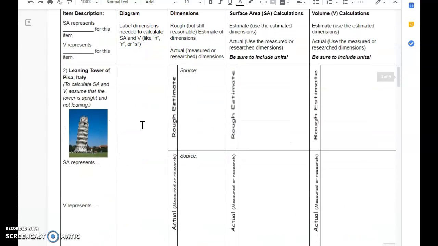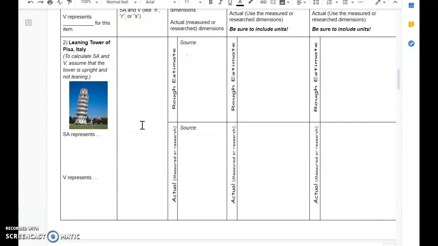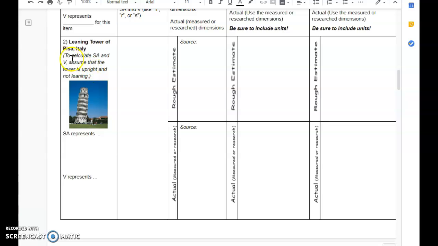The next item that you're going to be measuring is the leaning tower of pizza. For these, to calculate surface area and volume, assume that the tower is upright and not leaning. It gets a little bit more complicated to figure out the volume and surface area when it is leaning. So just use the dimensions from the research as well as your estimation.